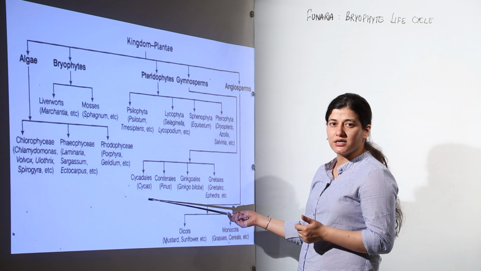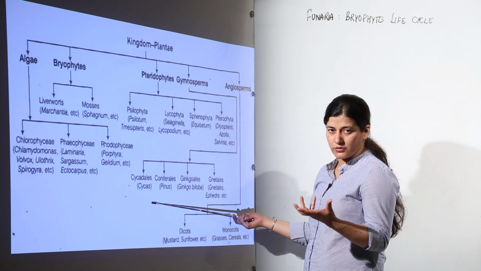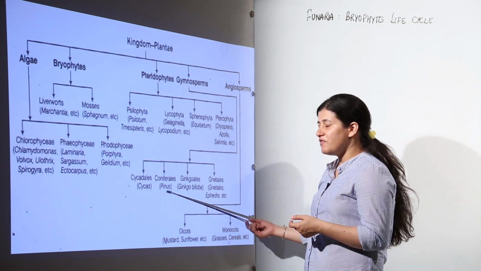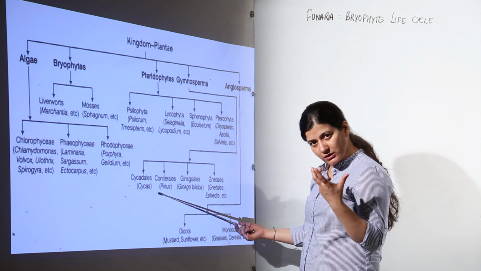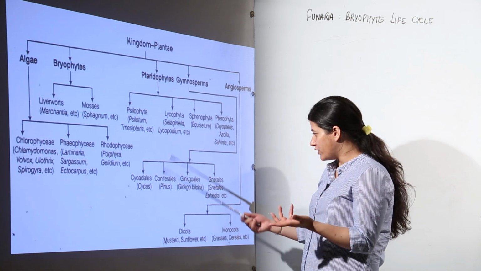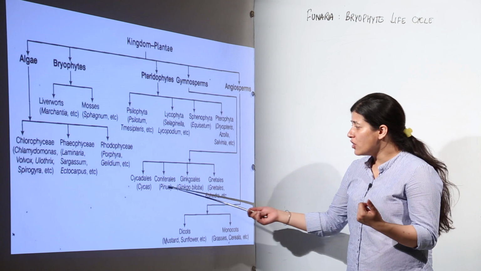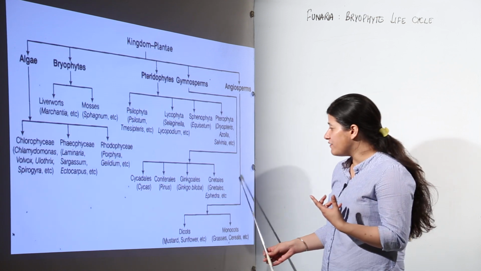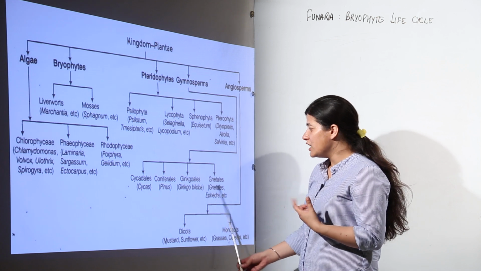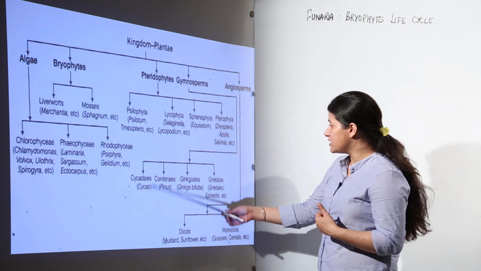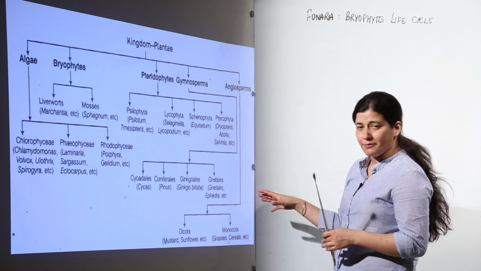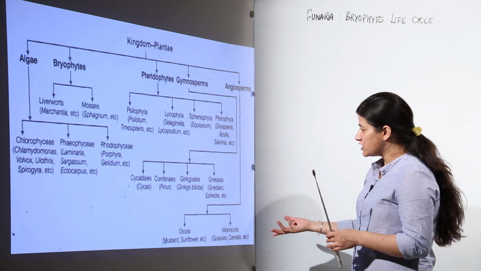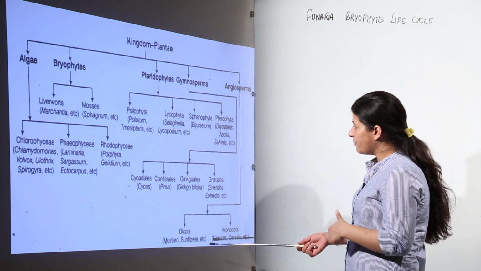The cycadales example is Cycas, which is often present in houses as an ornamental plant. Then we have Pinus, present in the mountainous areas, coniferous trees, coniferales. Then we have ginkgoales, Ginkgo biloba, the living fossil, and we have gnetales where we have Ephedra. So this is all about gymnosperms, the examples one by one. Repetition is being done so that you can recall them and learn them.